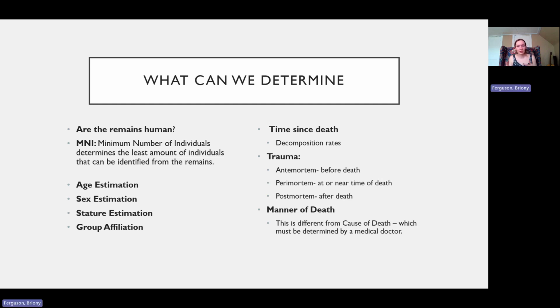Now, this might be a little bit harder if you're only getting tiny fragments of bone, although generally you can still tell if it is human or not because of the texture of them and how dense or how thick they are.